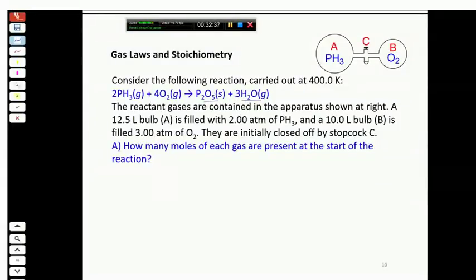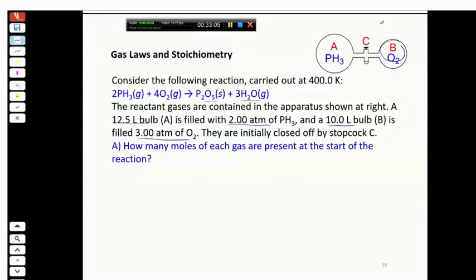So this is a way that we often do gas phase reactions. We have 2 bulbs of the gas. The first bulb, which has a volume of 12.5 liters, is filled with 2 atmospheres of PH3. And then the second one, bulb B, has a volume of 10 liters and has 3 atmospheres of O2. They are initially closed off by the valve, which I've labeled as C. So they're initially isolated from each other, the 2 separate gases.